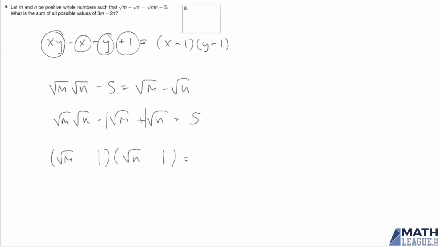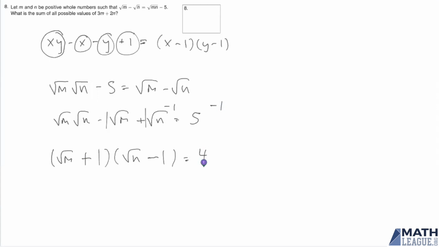This root m is negative, so on the root n side it's minus 1, and then on the root m side we will have plus 1. Multiplying together, we get a negative 1 on both sides. So if we subtract minus 1 and then factor like this, we get 5 minus 1 is 4.